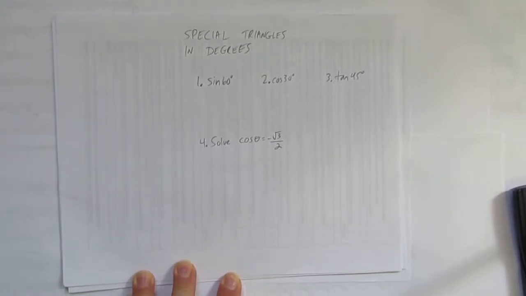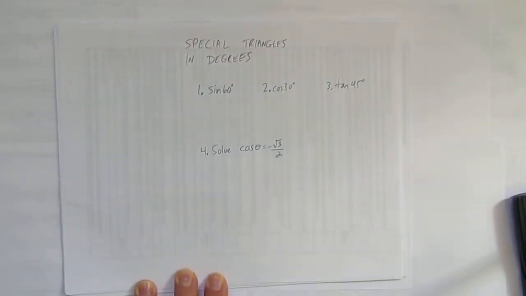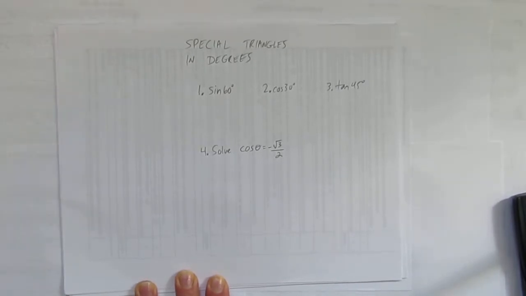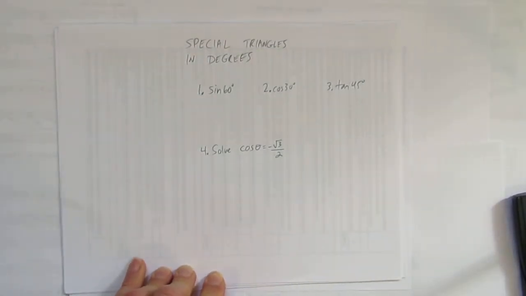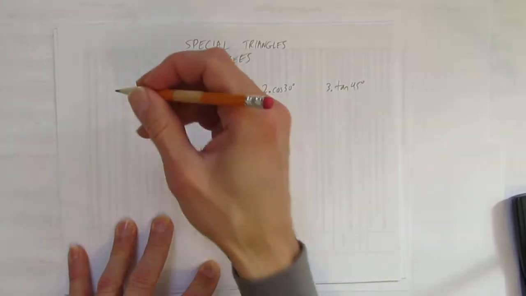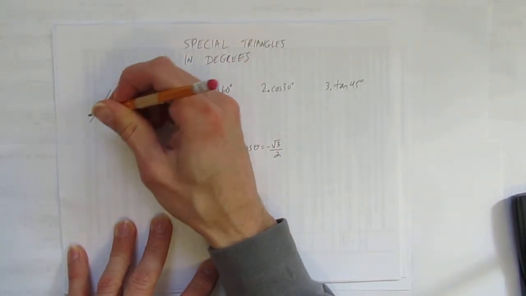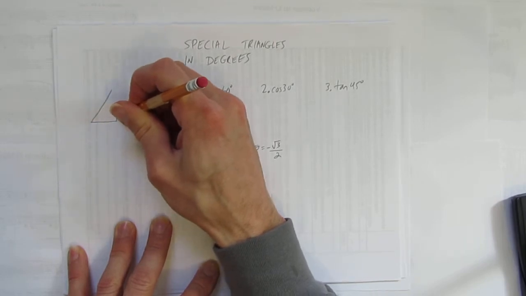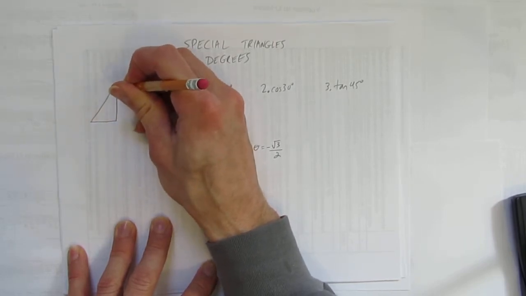In this video, we'll look at solving special triangles, but first we have to learn what they are. So this is all about special triangles in degrees. Let's look at what the special triangles are. There are two special triangles that we use. They're both right angle triangles.